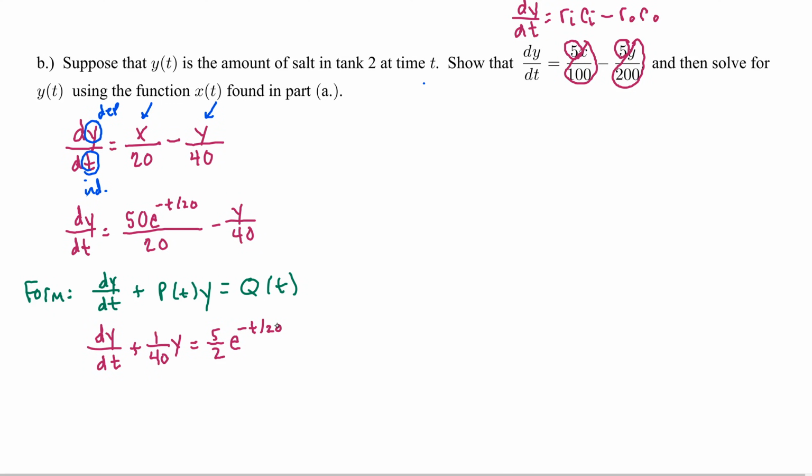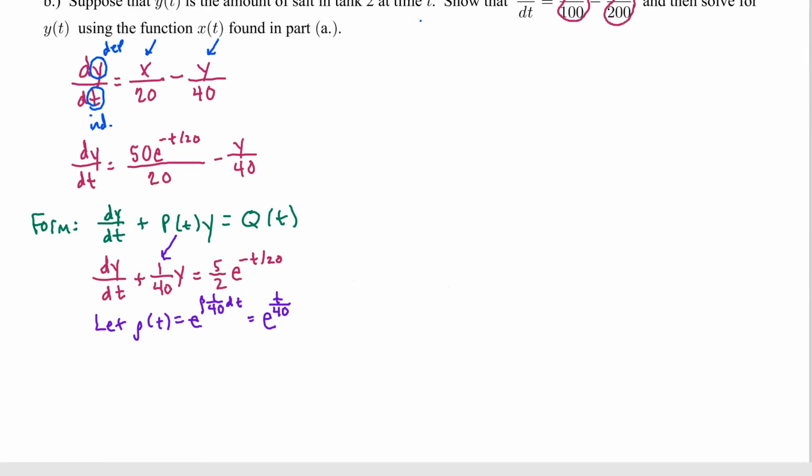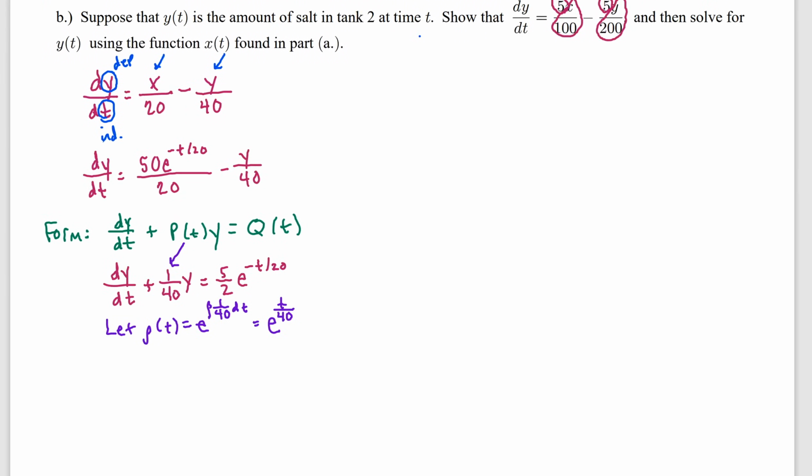Once we have it in this form, we can appropriately identify our integrating factor. The integrating factor is always predictable. It's always defined from the same place. It's e to the integral of p of t, which in this case is 1 over 40 dt. That's an easy integral to evaluate. We would just end up with e to the t over 40. So that's our integrating factor, and we need to multiply each term in the differential equation by that integrating factor.